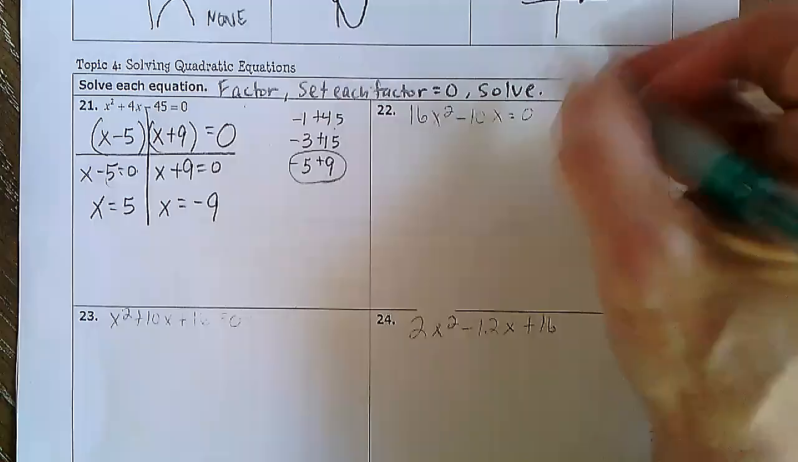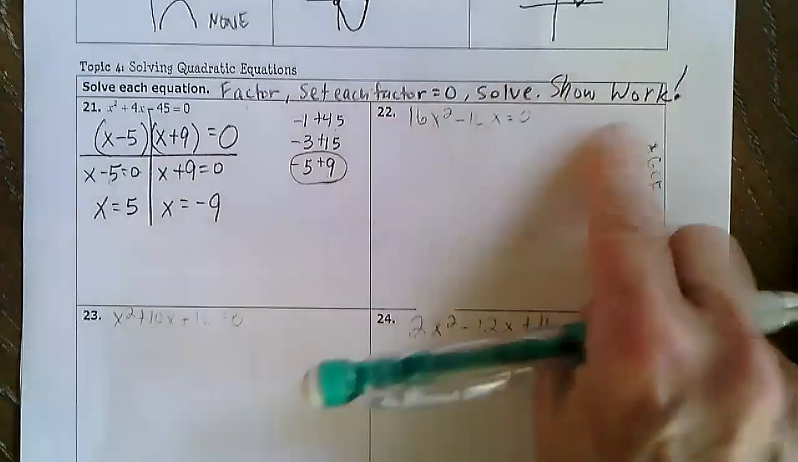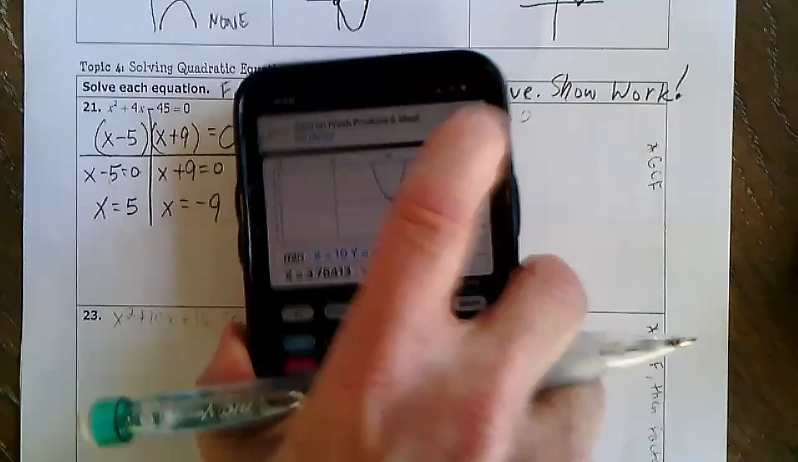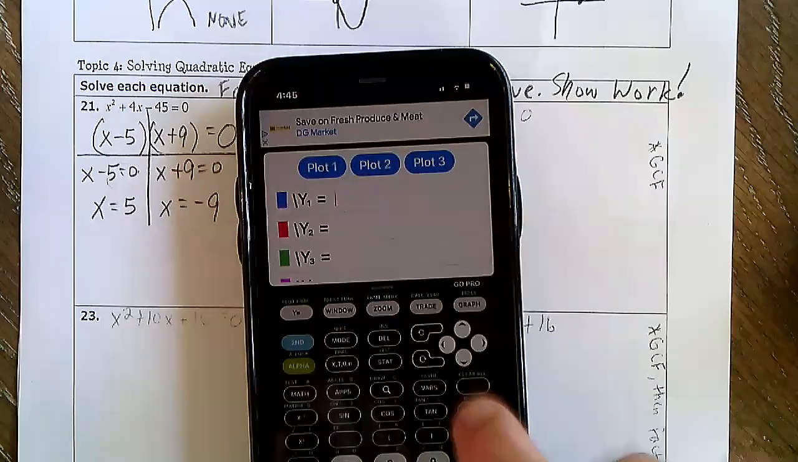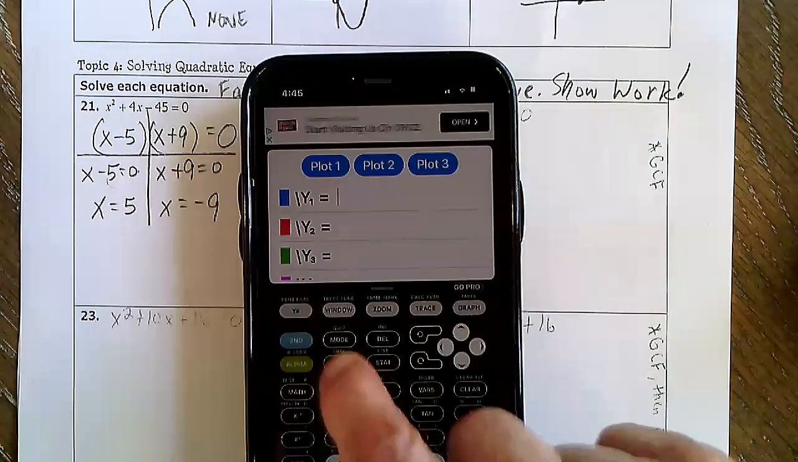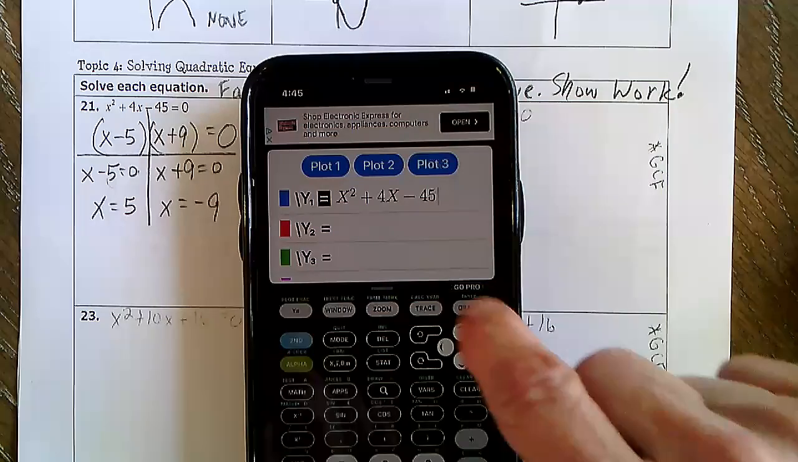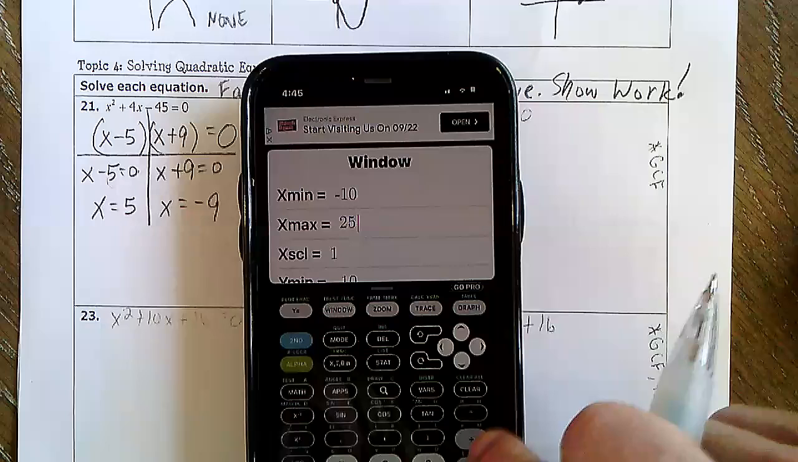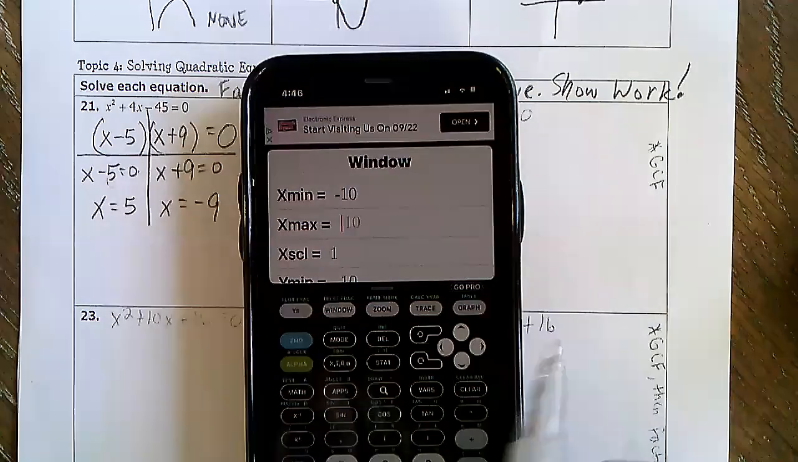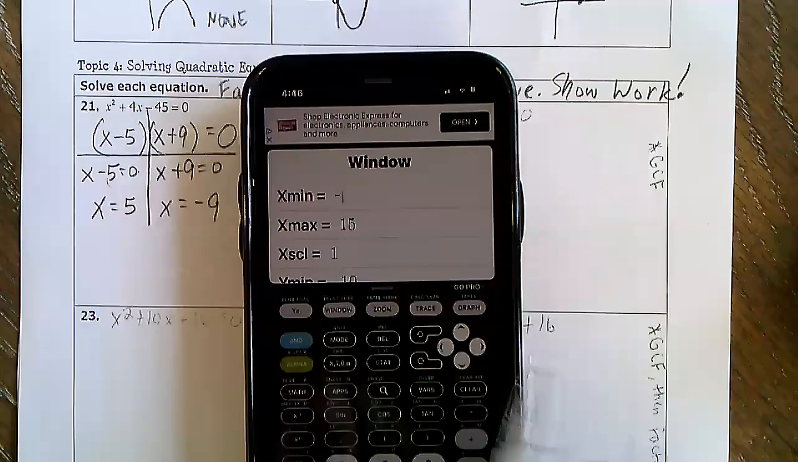Okay, you're going to have to show your work on this section. So I'm going to have to see that you can factor, because I know that you could put this in the calculator. This is a great way to check it. X squared plus 4x minus 45 and graph. And hang on, let's change our window back to, let's just make it 15 right there and negative 15.